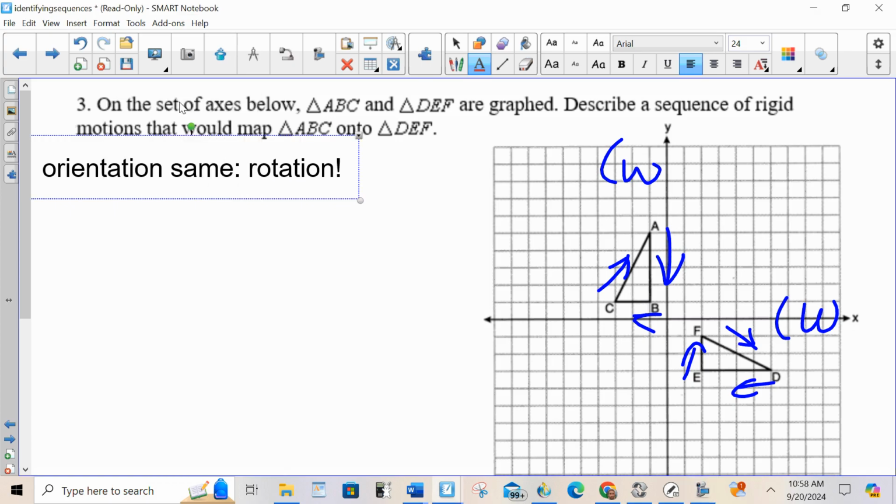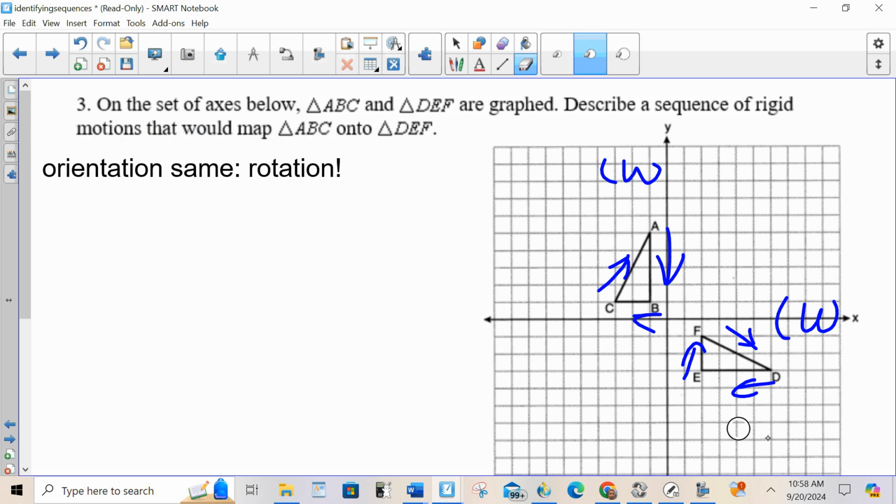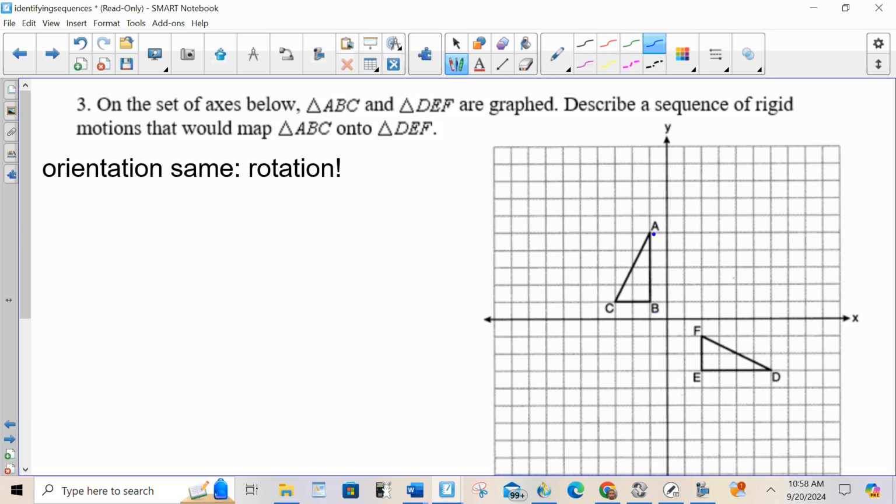I need to get ABC onto DEF. So the question is, how many degrees and which direction? Being how the long piece is vertical here and now it's horizontal, it's got to be 90 degrees. Because if it was 180 degrees and it was upside down, it would still be vertical. And that 90 degrees is going this way, which is clockwise. So it's going to be 90 degrees clockwise.